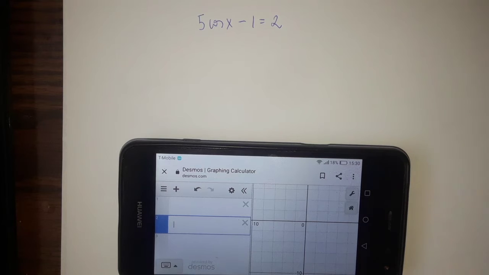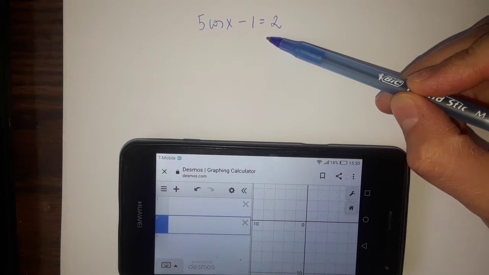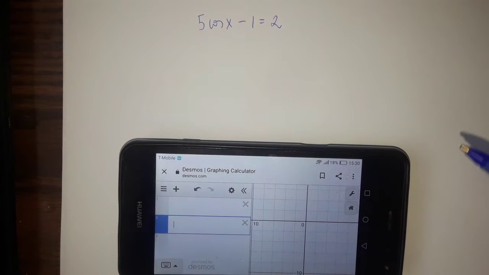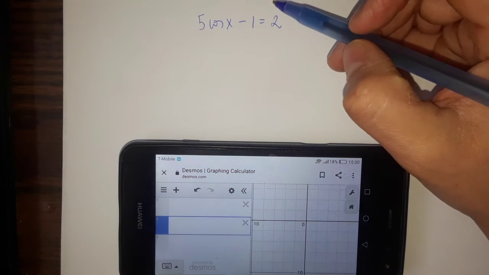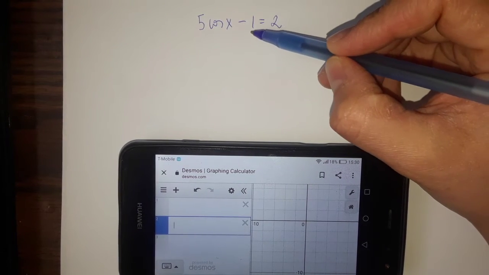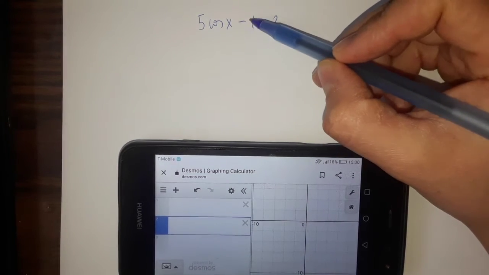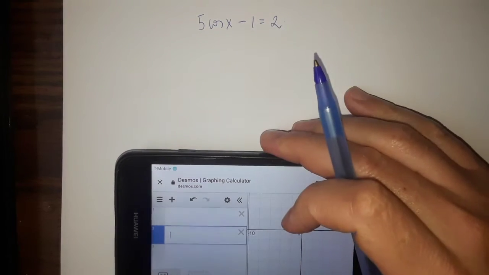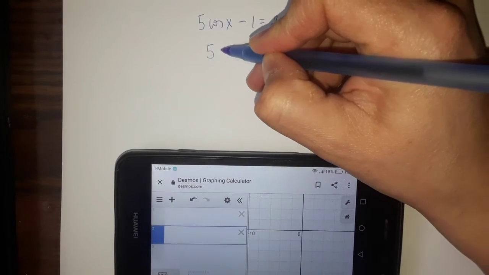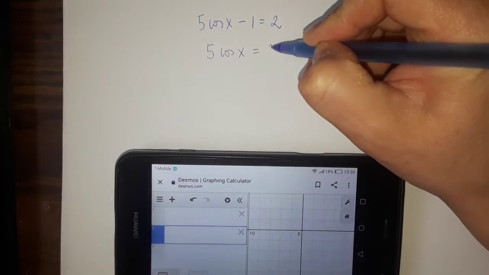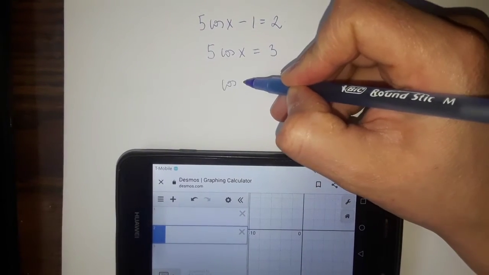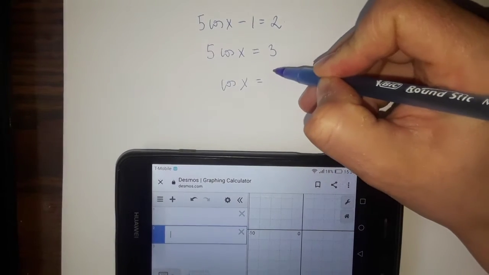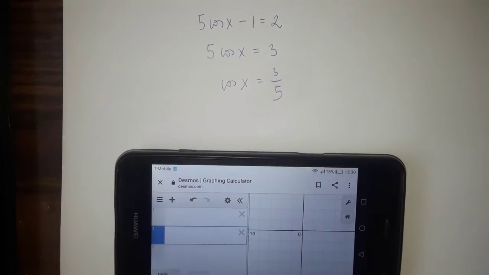So actually, what I'm going to do right now is first I'm going to just solve this until I have cosine of x equals something, and then I'm going to use the graphing calculator. Okay, so let's do it really quick as we did it 2 times before, right? The way we solve this, it's +1 both sides. So this -1 goes to the other side as a +1. So we have 5 cosine of x equals 3. Divide 5 both sides, which we have a cosine of x equals 3/5. Okay?